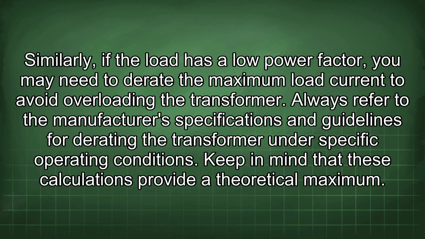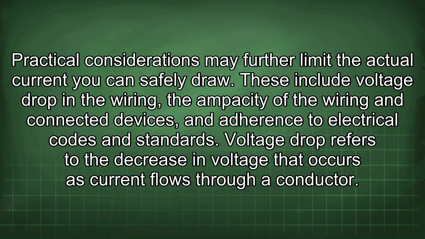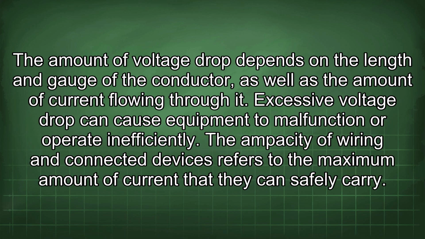Keep in mind that these calculations provide a theoretical maximum. Practical considerations may further limit the actual current you can safely draw. These include voltage drop in the wiring, the ampacity of the wiring and connected devices, and adherence to electrical codes and standards. Voltage drop refers to the decrease in voltage that occurs as current flows through a conductor. The amount of voltage drop depends on the length and gauge of the conductor, as well as the amount of current flowing through it. Excessive voltage drop can cause equipment to malfunction or operate inefficiently.